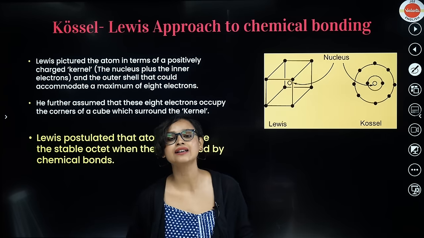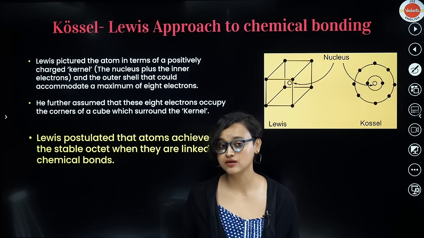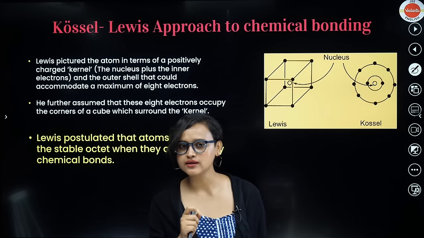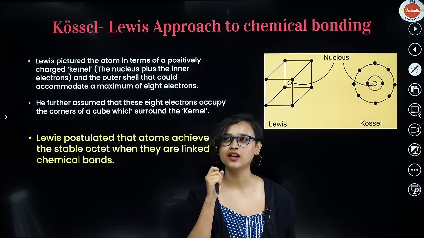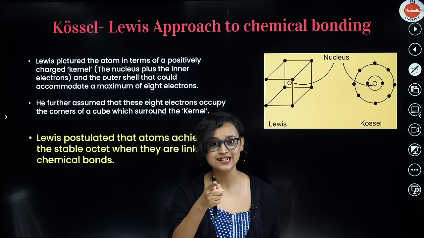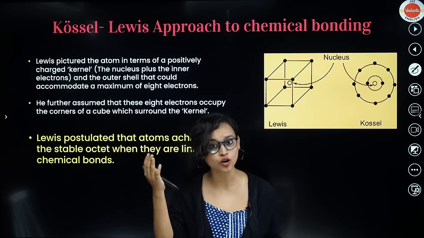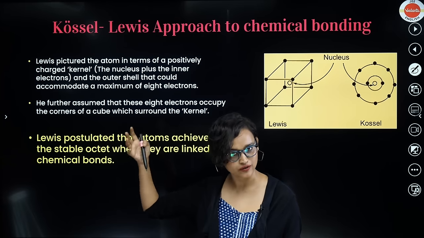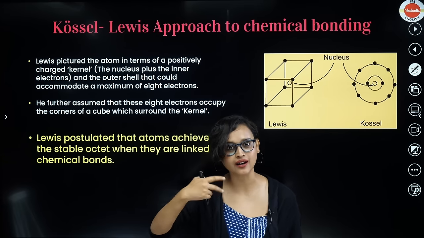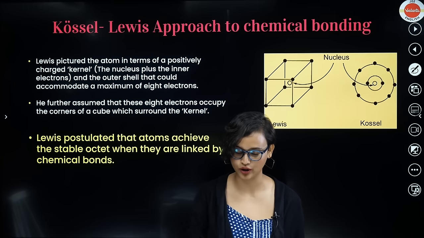Now moving on, Kossel-Lewis approach to chemical bonding. What did these guys say? And why is it so important? So Kossel and Lewis's approach to chemical bonding actually came up during Bohr. When Bohr had given his atomic theory, they took some inspiration from there, and that's when they came up with their approach to chemical bonding.